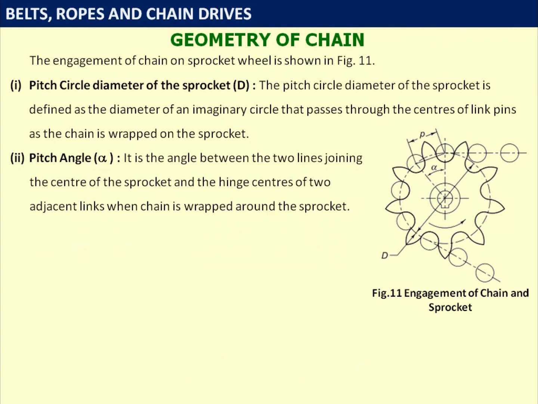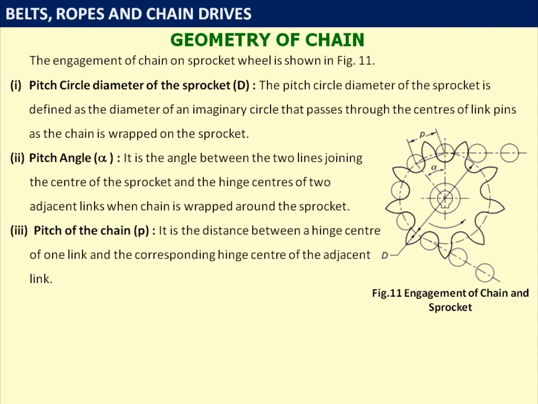Second definition, pitch angle alpha. It is the angle between the two lines joining the center of the sprocket and the hinge centers of two adjacent links when the chain is wrapped around the sprocket. Third definition, pitch of the chain denoted by small p. It is the distance between a hinge center of one link and the corresponding hinge center of the adjacent link. So it is shown by the small letter p in the diagram.